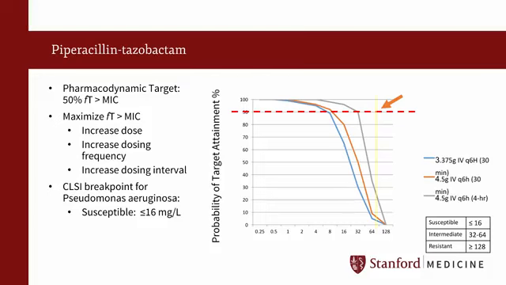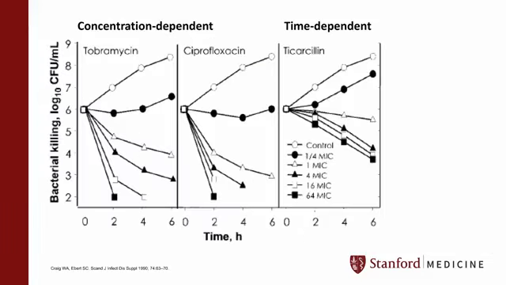Here is an example of bactericidal effect of varying drug concentrations for a concentration-dependent antibiotic compared to a time-dependent antibiotic on a strain of Pseudomonas aeruginosa. As shown in the first two graphs, tobramycin and ciprofloxacin display a concentration-dependent pattern of bactericidal activity. As tobramycin and ciprofloxacin concentrations above the MIC increase, the rate and extent of bacterial killing also increase.